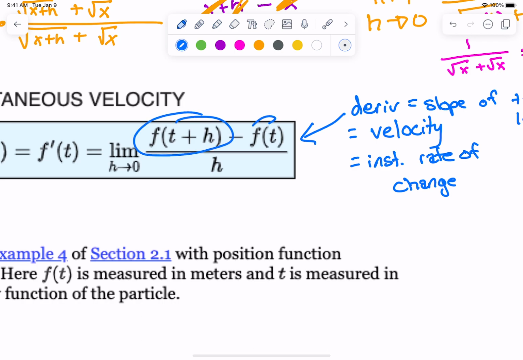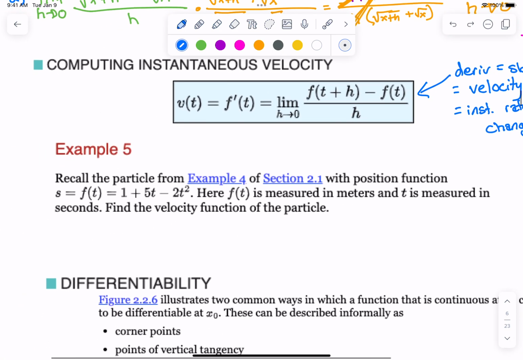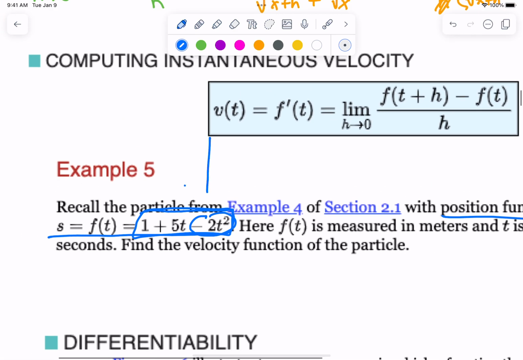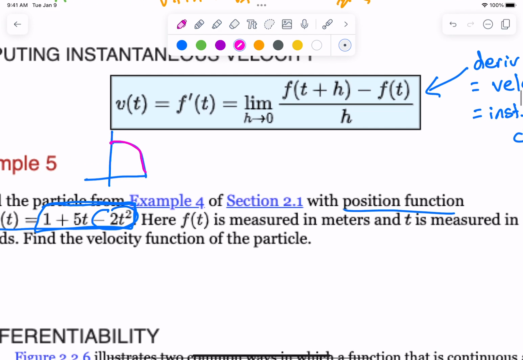These two parts on the top here, f of t and f of t plus h, just mean you're plugging t plus h into your equation, and you're plugging t into your equation, okay? So down here in example 5, we have the position function of a particle. What does that look like if you graph it? It's a quadratic and it's negative t squared, so it is a parabola that's going like this, right? And we don't really have to look at this backside because that would be negative time. So we're kicking a particle off of a cliff or something and then it is falling in a parabolic motion type of thing, okay?